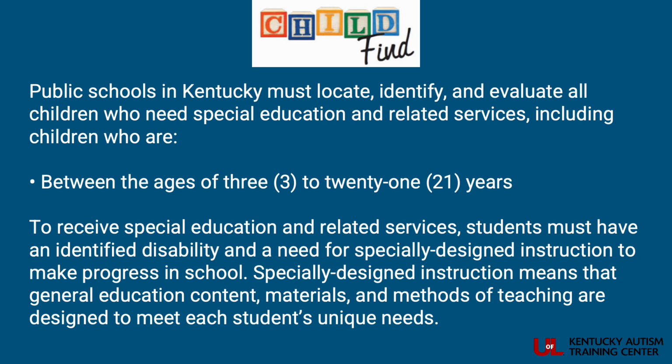Child find. If you are a parent, guardian, or anyone suspects that a child has a disability and they are not receiving special education services, as long as they are between the ages of 3 to 21, you can make a referral. In order to receive special education services, they have to have an identified disability and a need for that specially designed instruction to make progress in school.